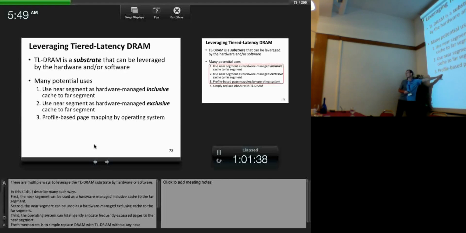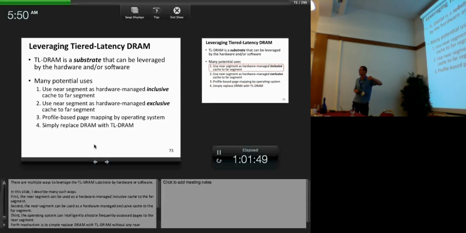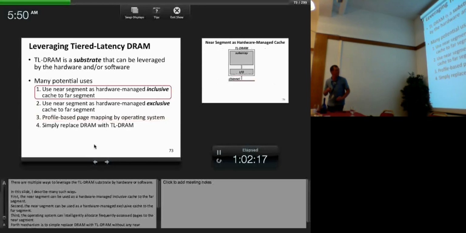You can have the operating system or the system software map pages that are hot into this near segment to optimize for latency. And I believe this is a very interesting approach going forward. We looked at this a little bit, and it does improve performance significantly. One thing that doesn't work is if you take this tiered latency DRAM and replace DRAM with it and don't do any kind of intelligent page mapping or caching. That way you don't get benefit out of this. You have to manage this because it turns out random mapping into this particular cache or fast area doesn't get you the pages that are accessed frequently.